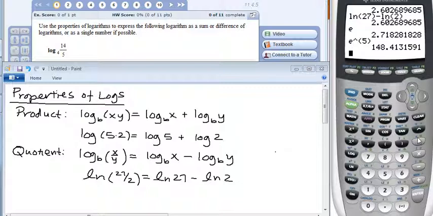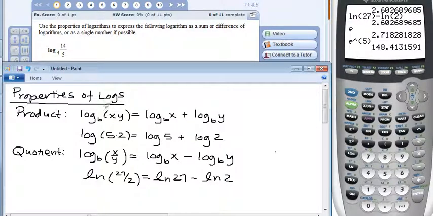And e is used in application problems in so much stuff. It's used in radioactive decay and money and Richter scales. I mean, all kinds of scientific stuff.